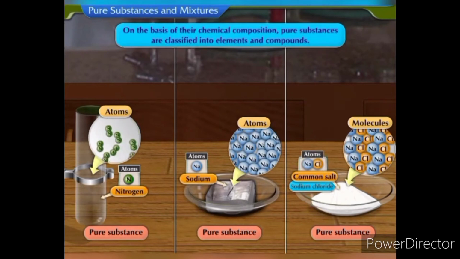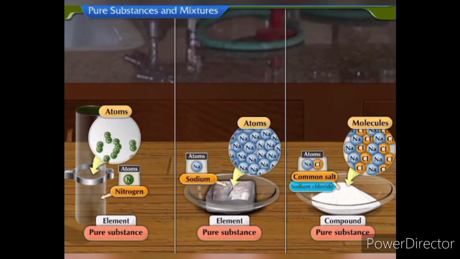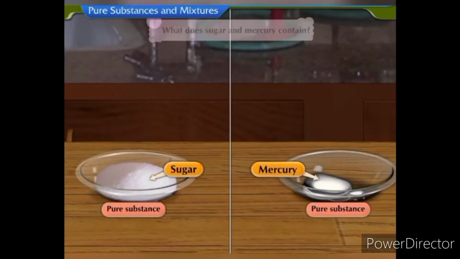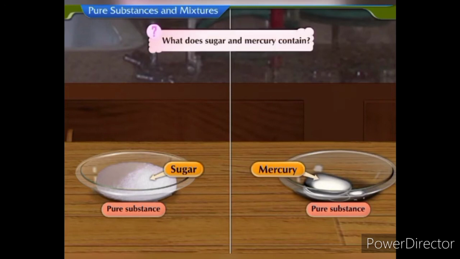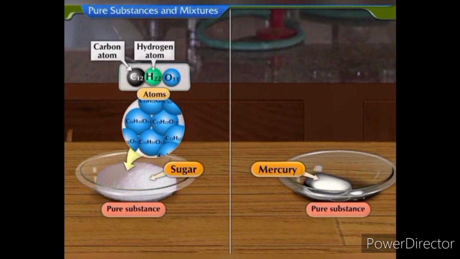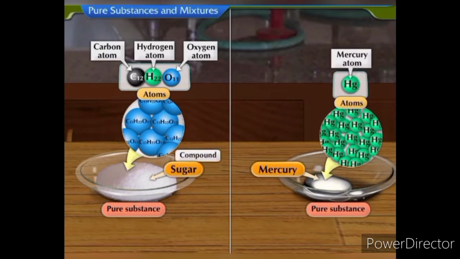On the basis of their chemical composition, pure substances are divided into elements and compounds. Here, nitrogen and sodium are elements, but common salt is a compound. Sugar and mercury are pure substances. What do sugar and mercury contain? Sugar molecules contain atoms of carbon, hydrogen and oxygen. Mercury is made up of only atoms of mercury. So, sugar is a compound, but mercury is an element.